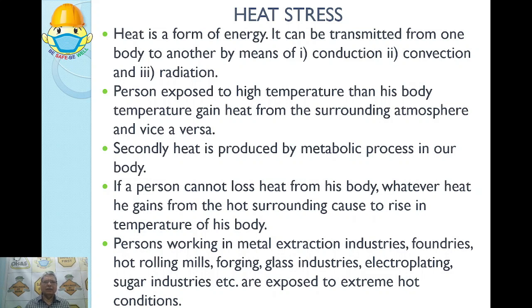So it is the law of heat, that the heat gets transferred from the body with higher temperature to the body with lower temperature by means of conduction, convection and radiation. Now secondly, heat is produced by a metabolic process in our body. Very importantly, we have a metabolic process, and that metabolic process is exothermic, and so generally our body creates heat, right? So if a person cannot lose heat from his body, whatever heat he gains from hot surrounding causes a rise in temperature of the body. So temperature of the body starts rising if your body is gaining the heat continuously. Okay, it is not dissipating but gaining the heat.